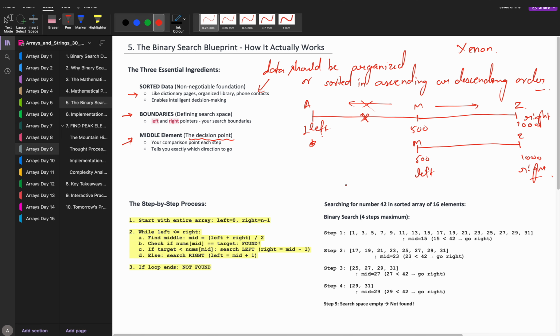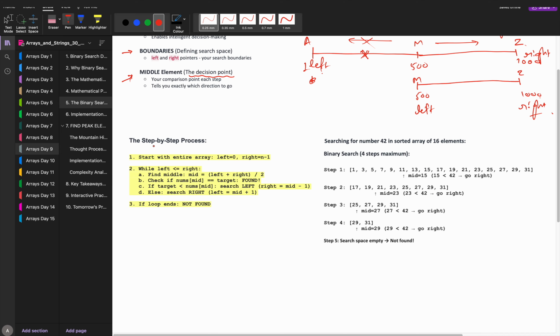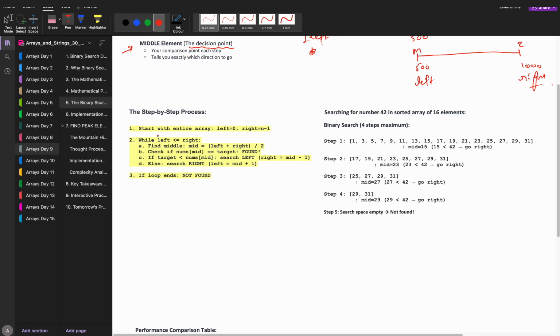Now, let me show you the basic pseudocode for this step by step process. Start with the entire array, left is at the zeroth index, right is at the last item's index, which is n minus 1. Now, while left is less than or equal to right. Why have I written so? To check every middle item, every possible middle item. Okay, किसी को छोड़ना नहीं है, every possible middle item.